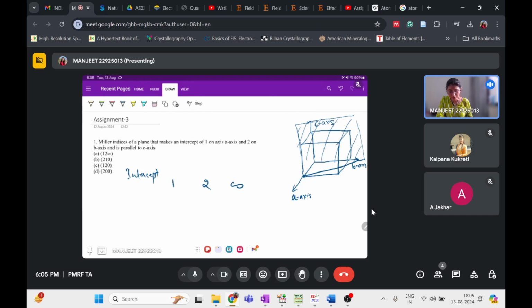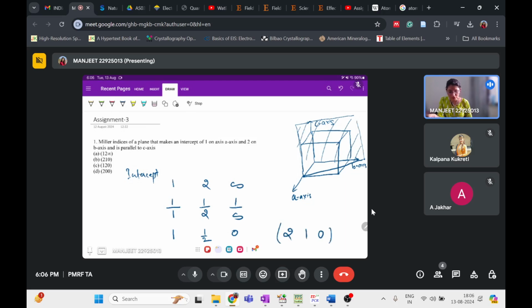So how do we calculate the Miller indices? First we take the reciprocal of the intercepts, so this becomes 1 by 1, 1 by 2, and 1 by infinity, so it becomes 1, 1 by 2, and 0. Now the Miller indices are simple integer numbers, not fractions. So we multiply by 2 and take the smallest set of integers possible. This becomes 2, 1, 0.